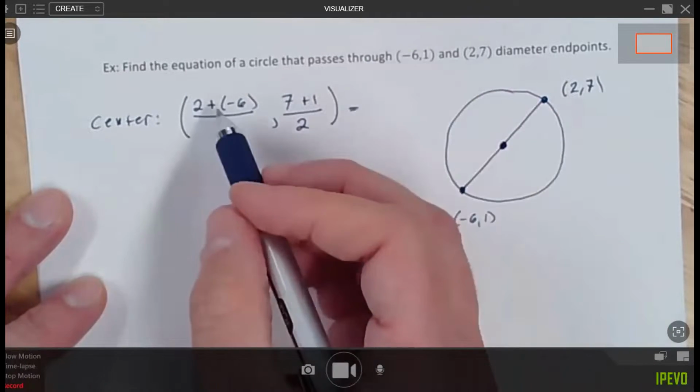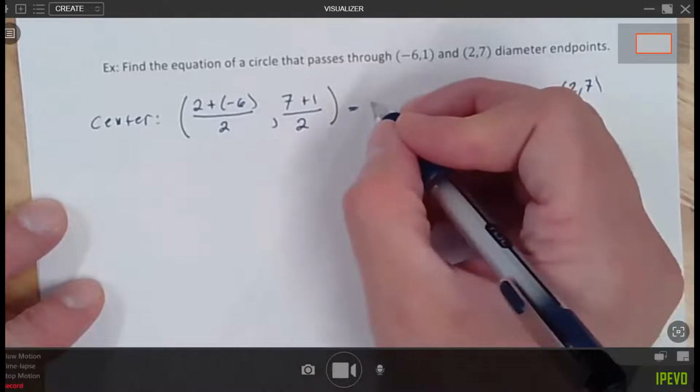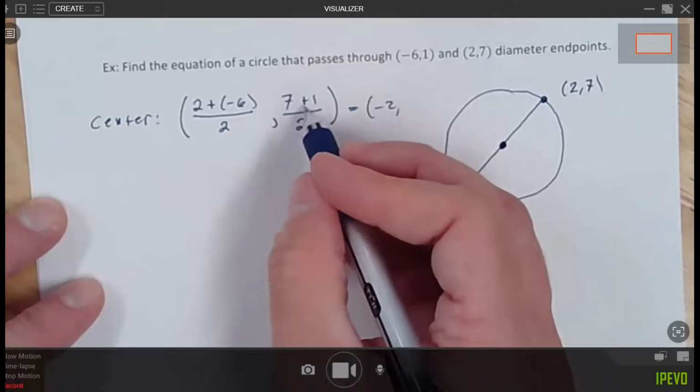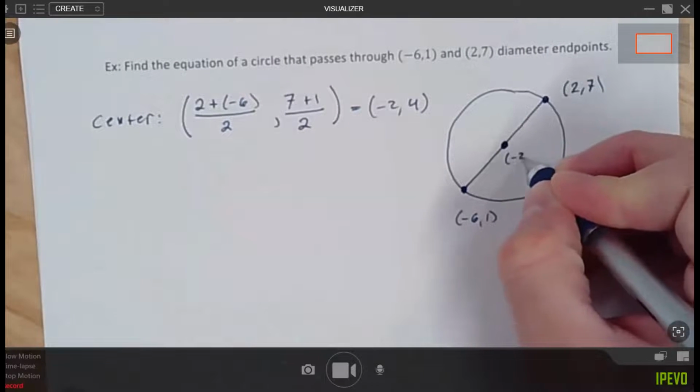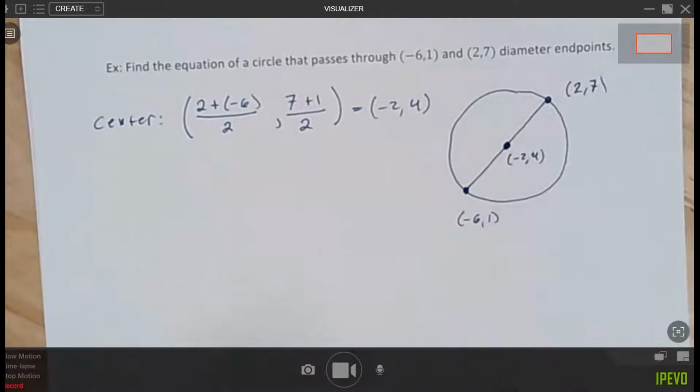And that's going to end up being 2 plus -6 is -4, divided by 2 is -2. And the y coordinate is 8 divided by 2, which is 4. So there's my center. Whenever I'm asked to find the equation of a circle, I'm always going to find the center first. Now I want to find the radius. There are 2 equally valid ways of doing it. You can either find the distance between the center and either one of the endpoints, and that would be the radius. Or if you didn't already have the center, you can find the distance between the diameter endpoints and then cut it in half. Either way would be fine.